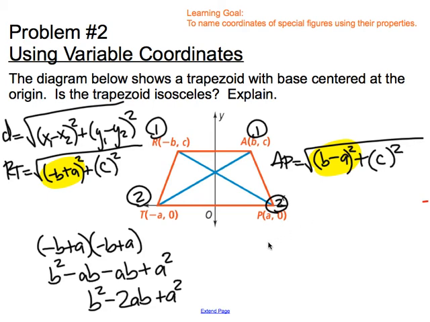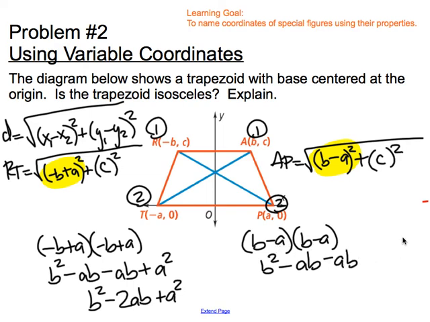So let's FOIL the other side and see if we end up with the same thing. So we have b minus a times b minus a. First times first, b times b is b squared. We have b times negative a, so we have negative ab. On the inside, we have negative a times b, so negative ab. And last times last, negative a times negative a is going to give us positive a squared. Again, we have the common terms in the middle, so we have b squared minus 2ab plus a squared.